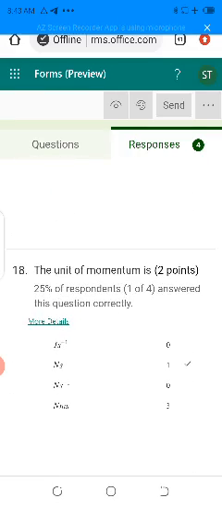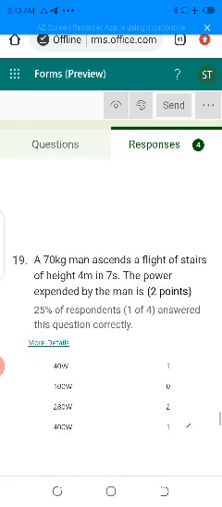Now the unit of momentum is kilogram, that is mass times velocity, which is kilogram meter per second, or the same unit as the impulse, which is the force times time, Newton seconds. So we have Newton seconds or kilogram meter per second. So option B there is the correct one.